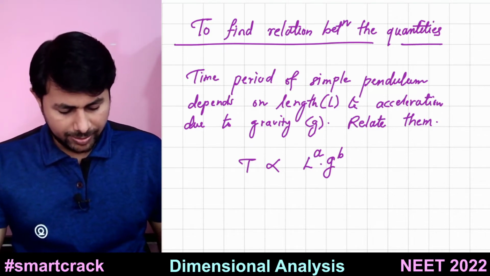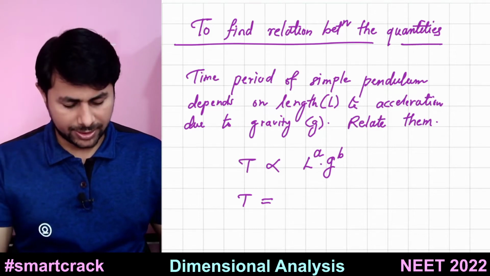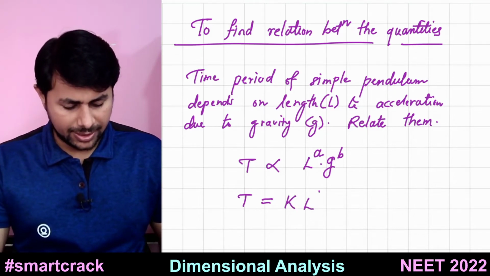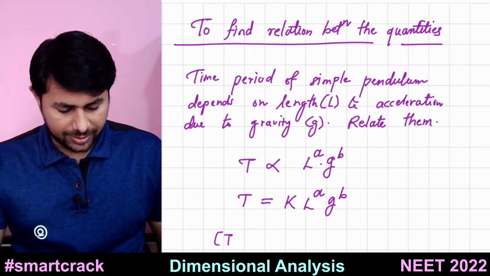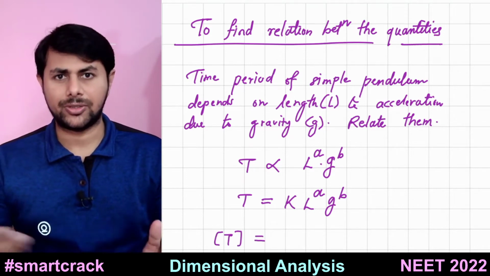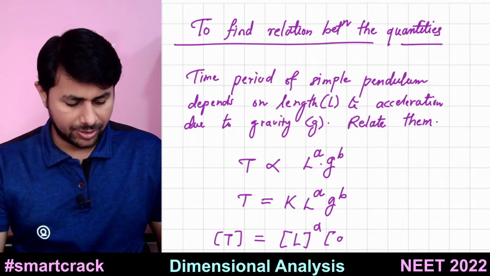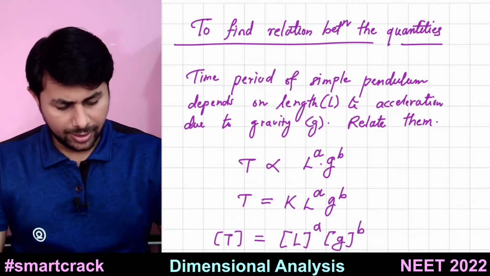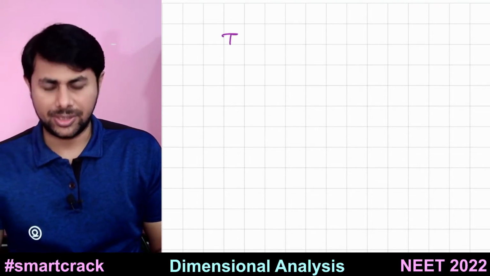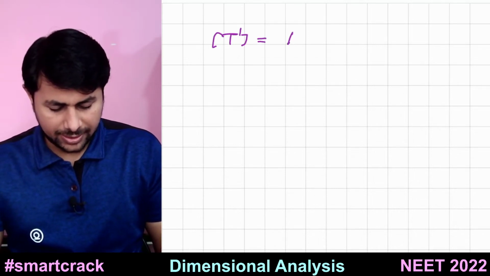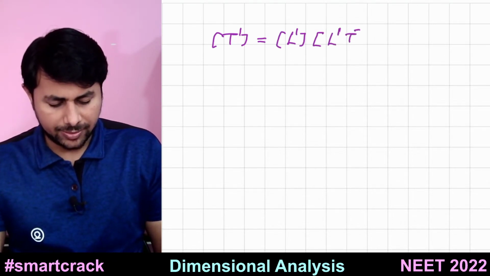Okay. So there will be some constant. If we remove the proportionality sign and put an equality sign, there will be some constant. So the constant is K. So we have K times L raised to A, G raised to B. After that, the dimensions of T should be equal to what? K doesn't have any dimensions because it's a number. So the dimensions of L raised to A multiplied by dimensions of acceleration due to gravity raised to B. And we have memorized the dimensions of acceleration. So the dimensions of time are just T raised to 1. Dimensions of length are L raised to 1. And dimensions of acceleration due to gravity are L raised to 1 and T raised to minus 2.